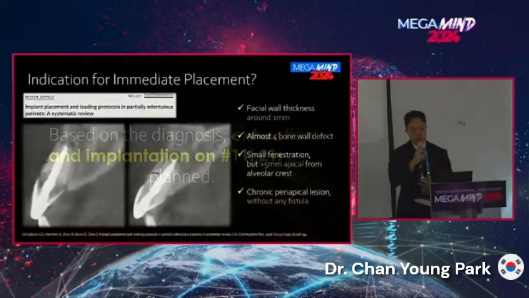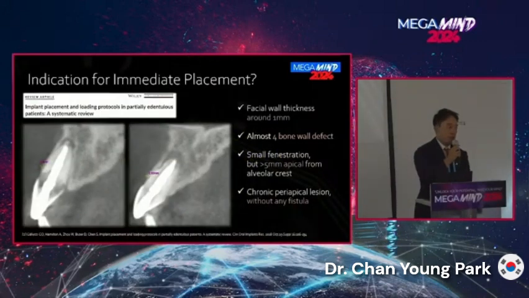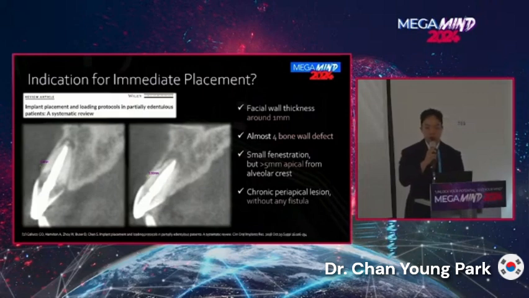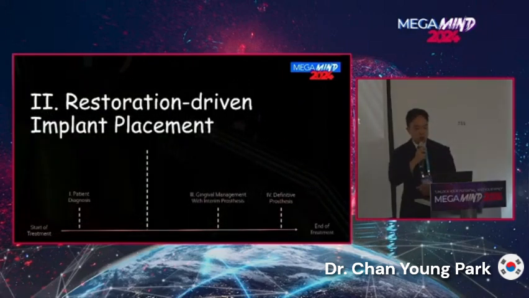And if we look at the CT, the conditions are not perfect, but appropriate enough for immediate placements, as there was a facial wall thickness of about 1 millimeter, almost 4 bone wall defect. Penetration exists, but is small enough and quite apical from the crest, while there is a chronic periapical lesion without any fistula. So the next step is implant planning and the implant surgery.